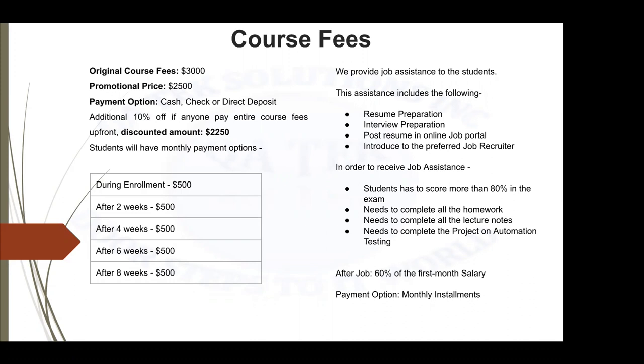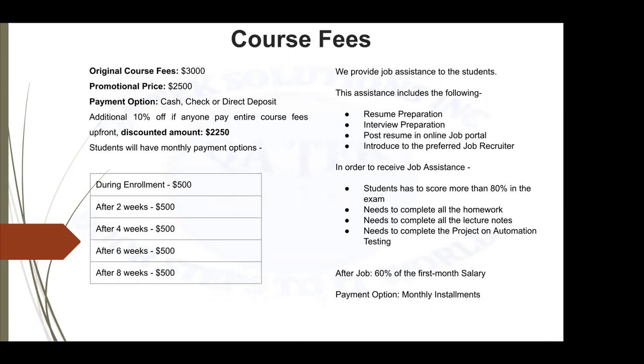In order to receive the job assistance, not everybody is gonna get it. There are certain conditions you need to meet. First, a student must score more than 80% in the exam. Second, you need to complete all the homework, and finish it on time. You need to complete all the lecture notes and reading materials we provide. And at the end of the course, there will be a project on automation testing. You need to complete that project.